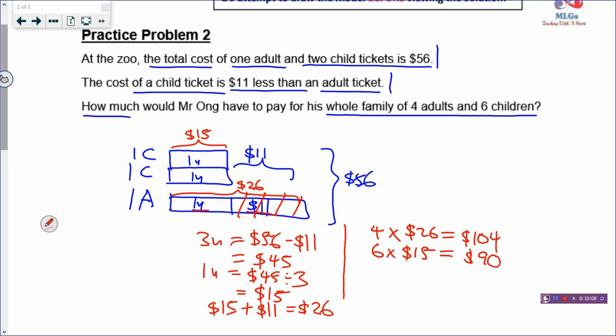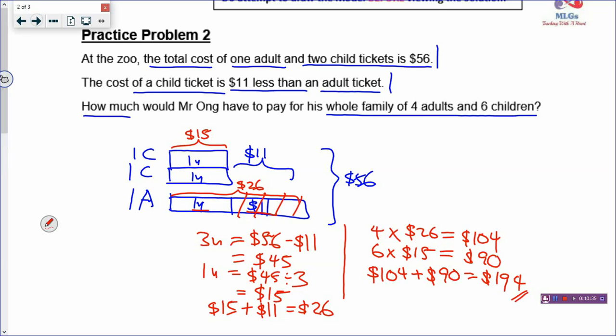All right, $90. So in total, how much would Mr. Ong have to pay for the whole family? So you take 104 and you plus 90. And he has to pay a total of $194. And that's how you use the model to solve. It's a simple stacking model. Okay, so the whole idea, every lesson that you have seen so far is about learning how to draw out the problem. All right, and then you solve later by looking at the model.